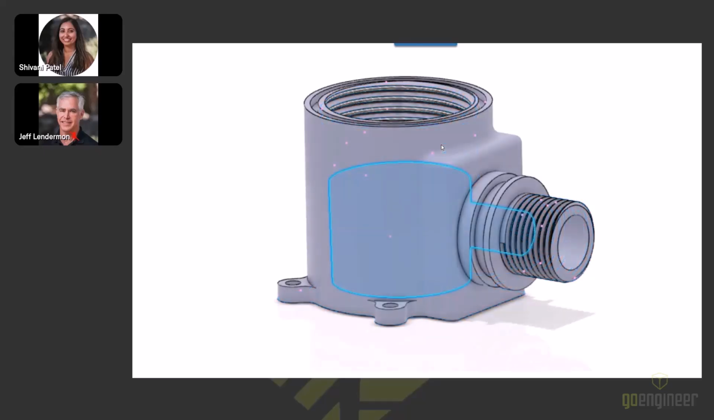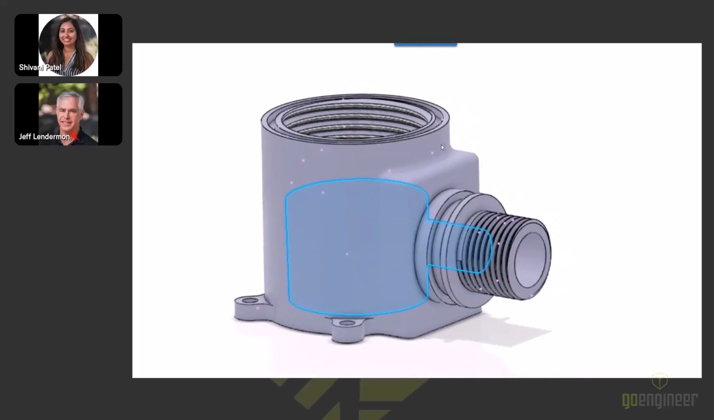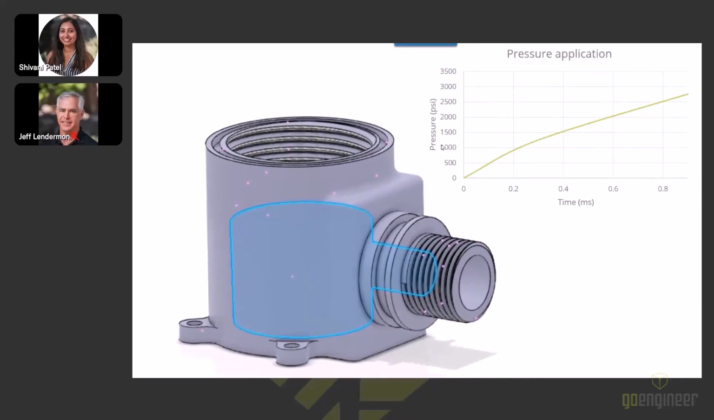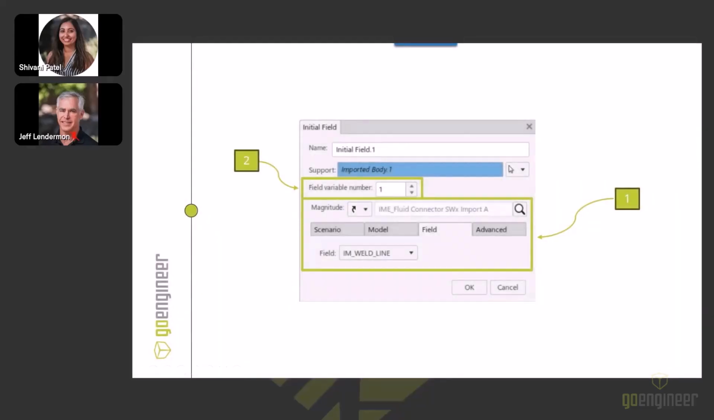And the next step, I apply a pressure onto the internal faces of this port. That pressure is going to range from about 0 to just about 3,000 psi over about 0.8 to 0.9 milliseconds. Okay, 0.9 milliseconds is what we get up to. So I'm ranging about 3,000 psi, about 0.9 milliseconds.